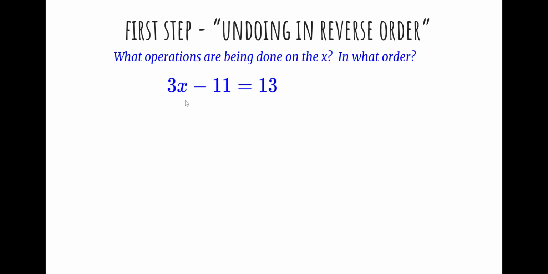First, let's identify that our variable is on the left side. Here's our variable, our unknown that we want to determine. Here's the x. So now let's take a moment, see if you can determine what operations are being done on the x and in what order. Take a moment to think about it.